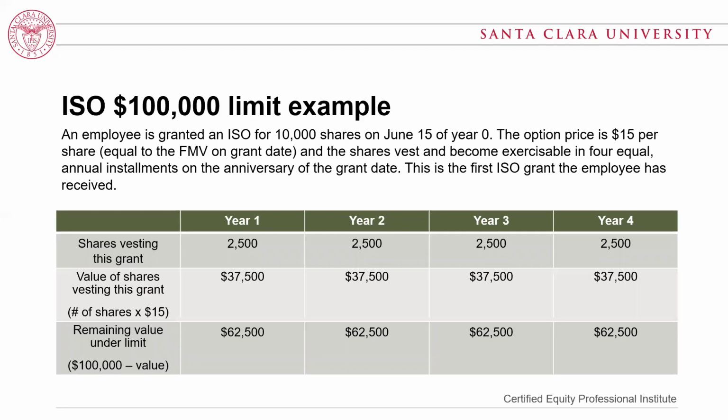So this example is slightly different than the last one. Fair market value is $15, so $15 per share times the 2,500 shares that vested in year 1 is $37,500. So subtracting $37,500 from the $100,000 limit for the first year leaves $62,500 for that year, year 1. Since no more shares will vest in that year, there's no issue. We are under the $100,000 limit.